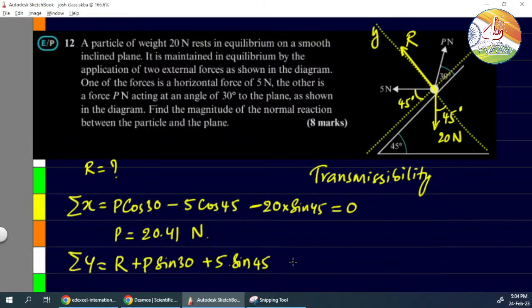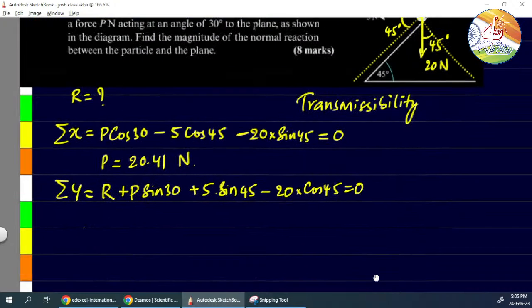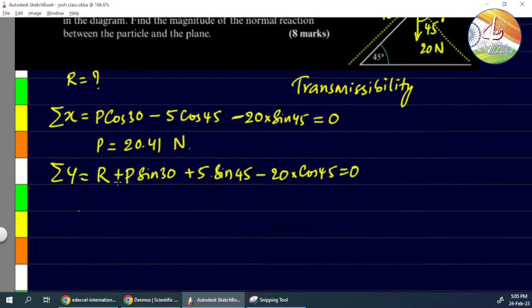Then we need the component of 20. What is the component of 20? This component of 20 is sine or cos? 20 cos 45. Yeah, cos 45. Positive or negative? That will be negative. So this total should be 0. So now here there is only one unknown, that is R, right? Yes. So find the value of R.